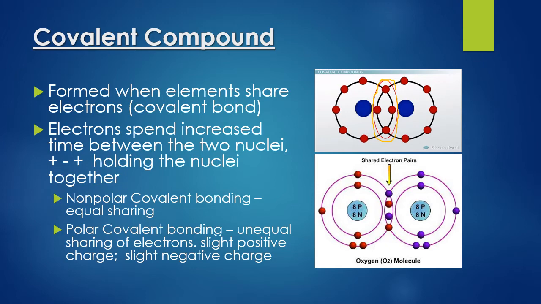Now, there's 2 types of covalent bond. We mentioned that there was a nonpolar and a polar. So the nonpolar is equal sharing, and that's what you see in these diagrams to the right. You can see that the electrons are placed in the center between the 2 nuclei. Polar covalent bond would be where one atom has the electrons closer to its nucleus than the other, meaning it wants it more. It's a more electronegative atom.